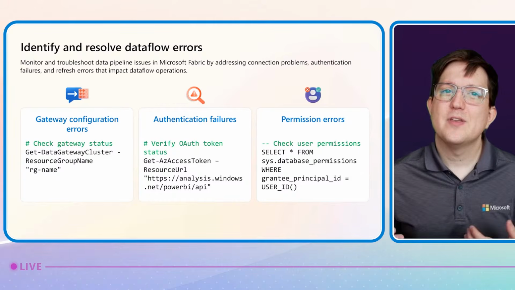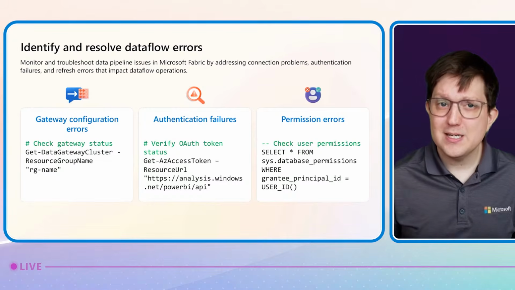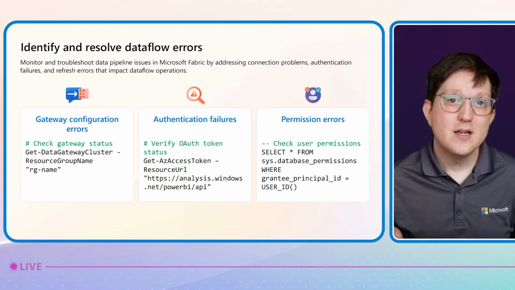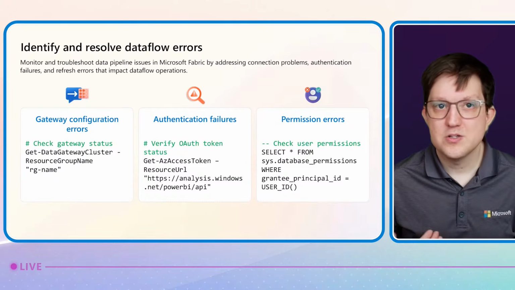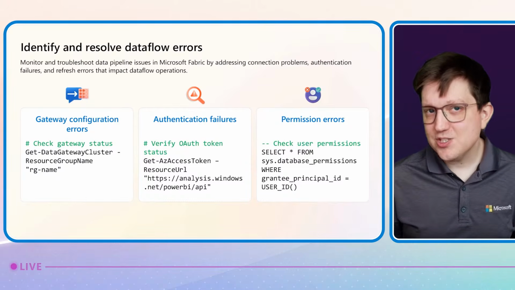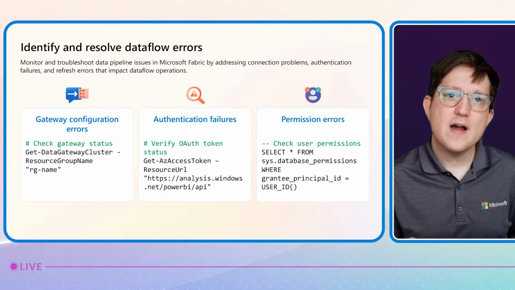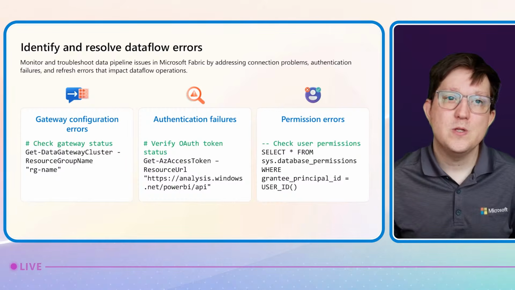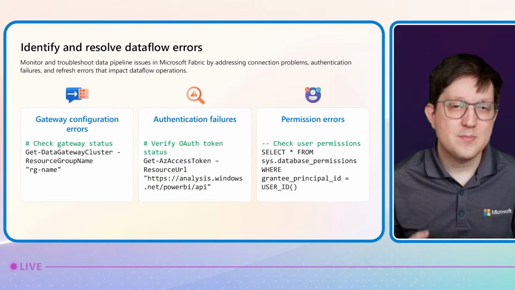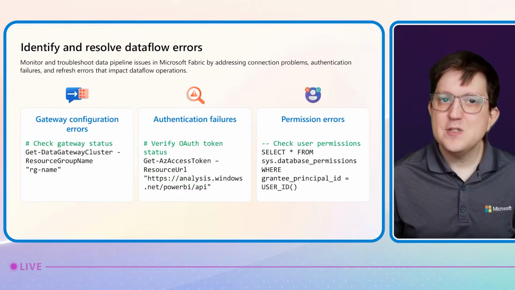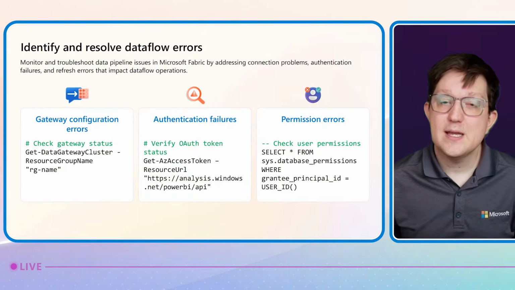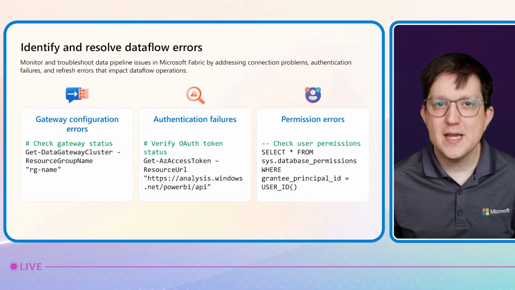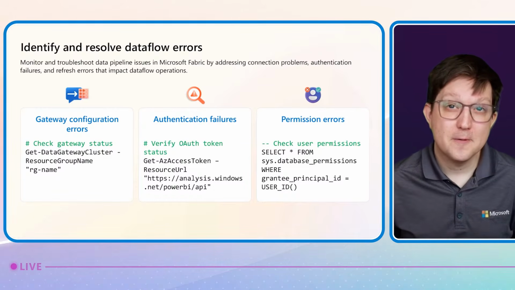The configuration error at the gateway. At this moment, we really need to go and check the gateway status. You can run a PowerShell command to do exactly that, focus on the resource group, and then just query it directly. For an authentication failure message, you want to verify that the tokens are still correct. Get AZ access token is the query that we use there against the particular API that you need to use. And for user permission errors, we've got an example here that you can use to check against a database. So check against the permissions base to see if the principal ID has it there.